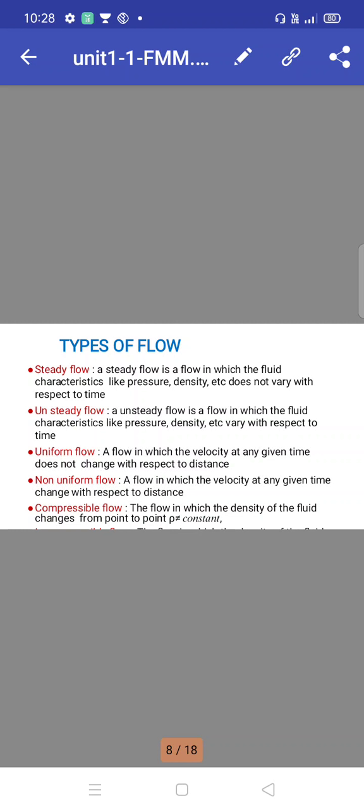Then uniform flow. In uniform flow, the velocity at any given time does not change with respect to distance. The velocity never changes with respect to distance. Velocity is always the same, wherever it may be. So that is the major thing here.